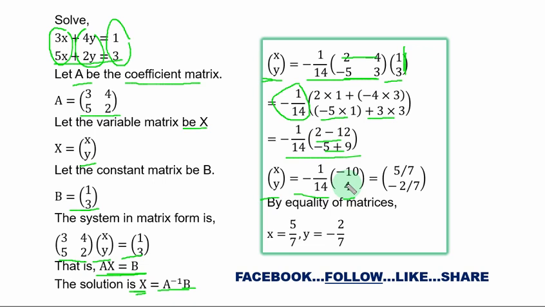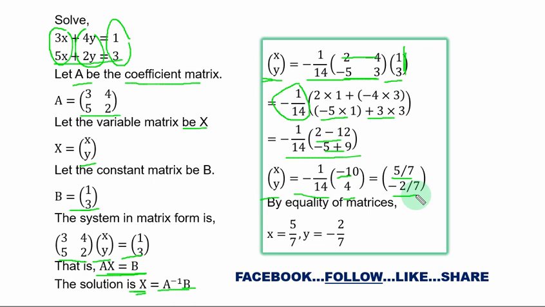Now you multiply each entry by minus 1 over 14. So minus 1 over 14 times minus 10 becomes 10 over 14, which reduces to 5 over 7. Secondly, minus 1 over 14 times 4 gives minus 4 over 14, which reduces to minus 2 over 7.